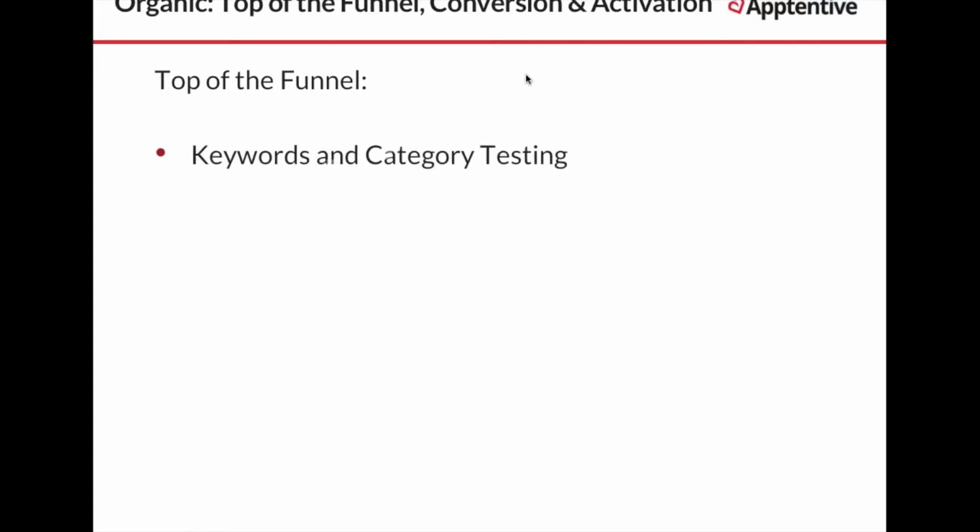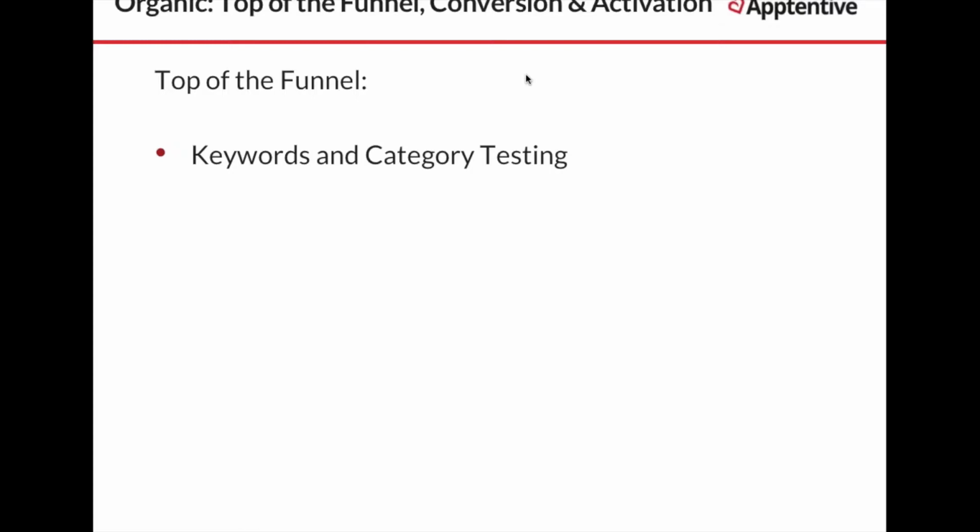So let's think about this as a funnel. In particular with organic, we think that there are a couple things that you should be thinking about. So the first is the activity that you do around the keywords and the categories. I think in App Store optimization land at this point, a lot of people have spent their time thinking about what keywords, what categories I'm showing up in. This is really top of the funnel activity.